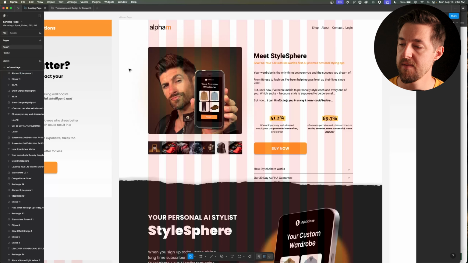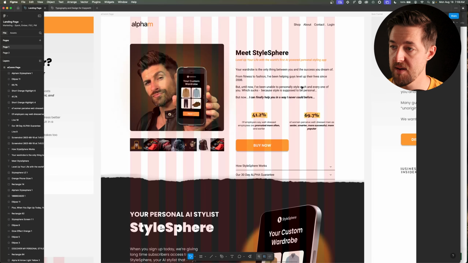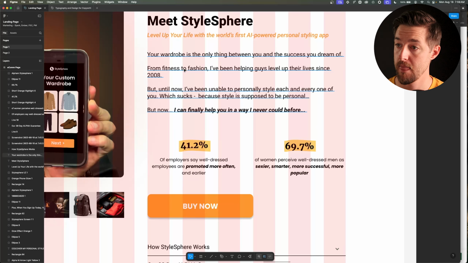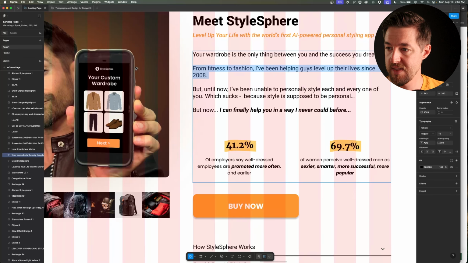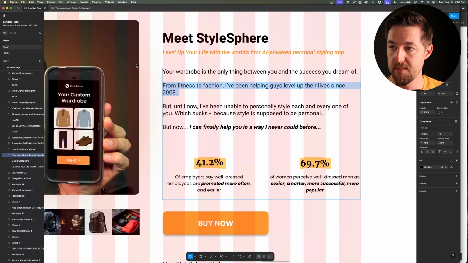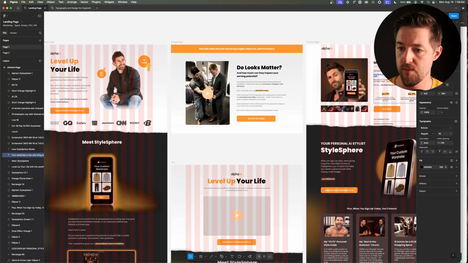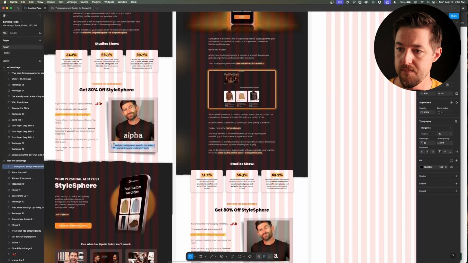There we go. So now we've got his face, because that allows me to say, from fitness to fashion, I've been helping guys like you level up since 2008. Do I want to tell that story there, though, is the question. I think I need to get around to talking about Style Sphere faster. I like his quote on there. I want that.